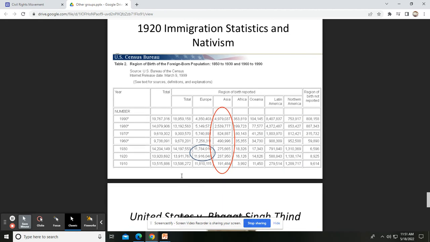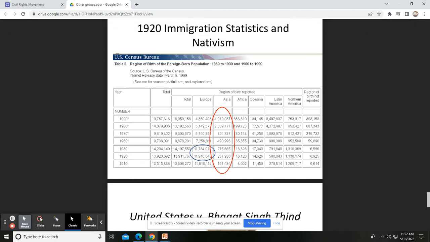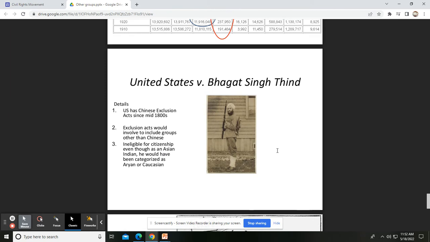This slide is looking at immigration statistics from the 1920s, and you can see Asia really falling behind in comparison to European immigration, and that's a result of those Chinese exclusion acts. One in particular could be the United States versus Thind, and he would be one of those individuals that's lumped into this Oriental Exclusion Act.